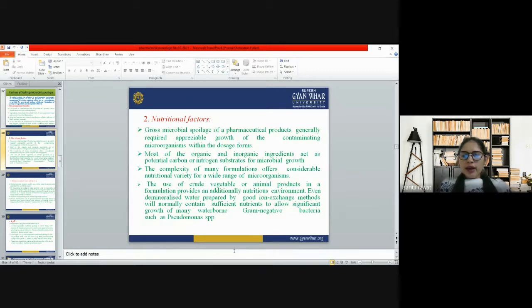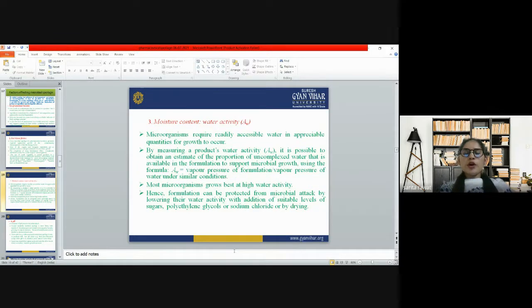Additionally, even demineralized water prepared by a good ion exchange method will normally contain sufficient nutrient to allow the growth of many waterborne gram-negative bacteria such as Pseudomonas species. Now, moisture content and water activity.